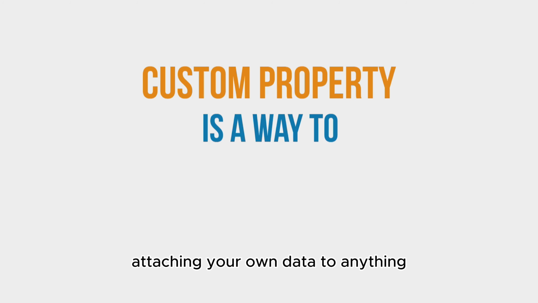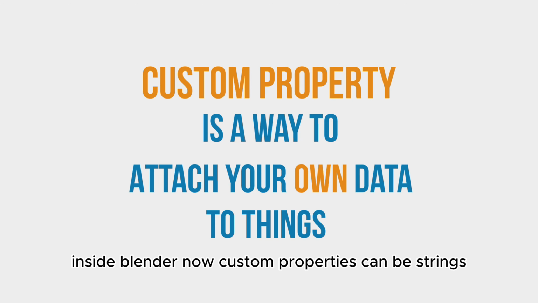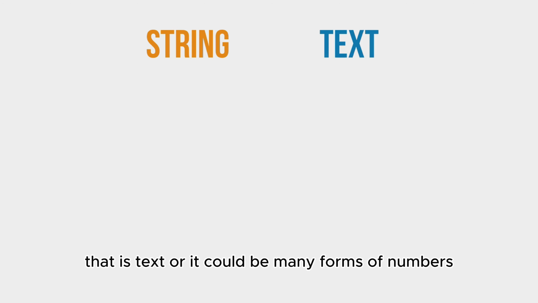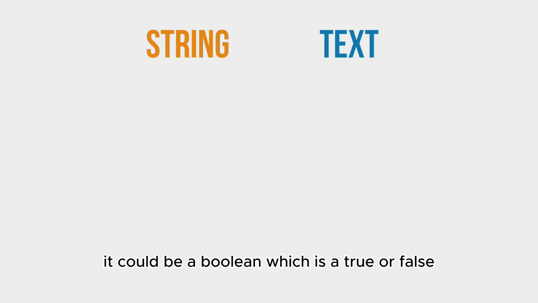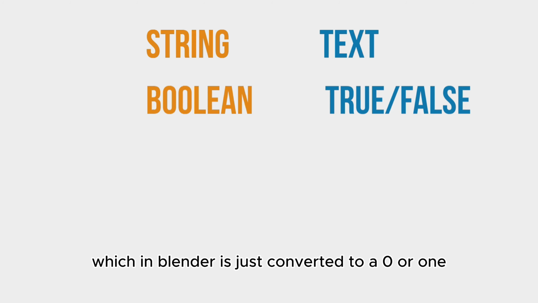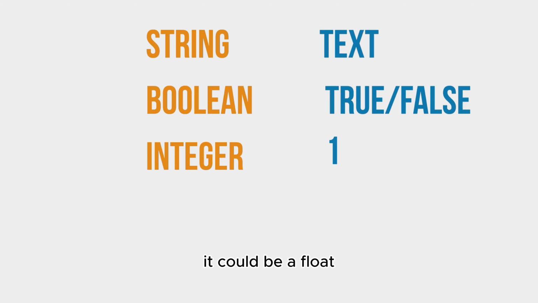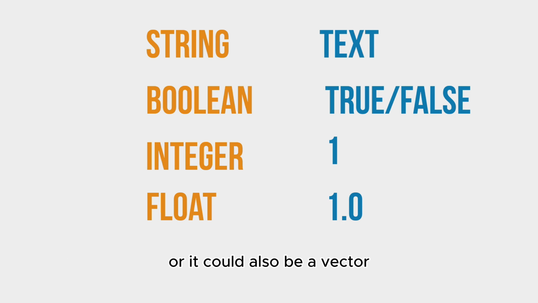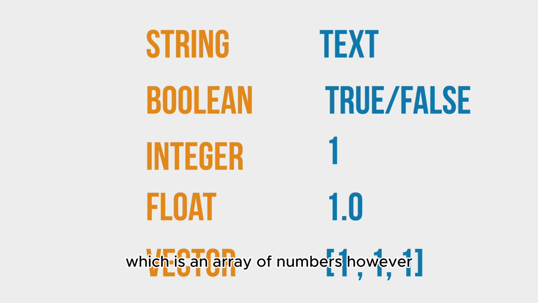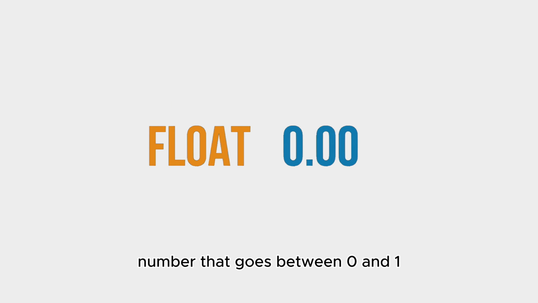A custom property is a way of attaching your own data to anything inside Blender. Now, custom properties can be strings, that is text, or it could be many forms of numbers. It could be a Boolean, which is a true or false, which in Blender is just converted to a 0 or a 1. It could be an integer, which is a number that does not have a decimal point. It could be a float, which is a number that does have a decimal point, or it could also be a vector, which is an array of numbers. However, for this lesson, we're just going to focus on a float number that goes between 0 and 1.